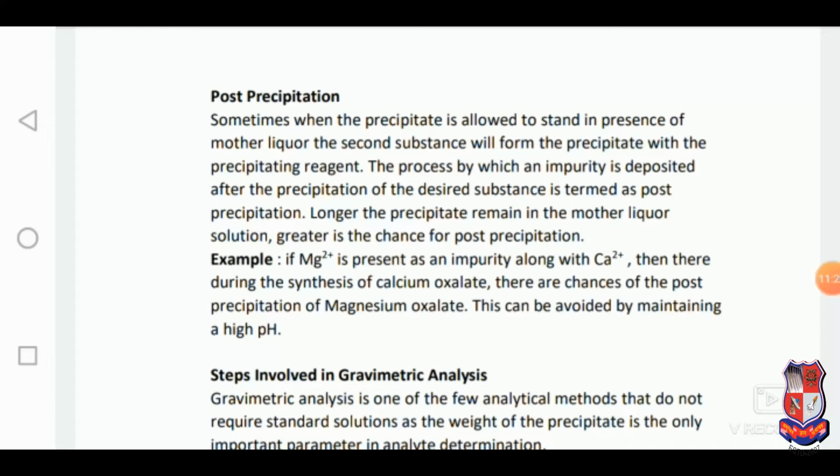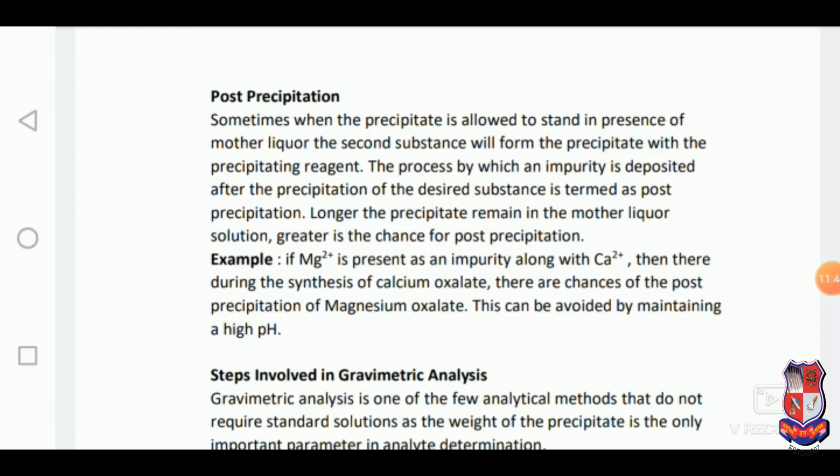Sometimes when the precipitate is allowed to stand in the presence of mother liquor, a second substance will form a precipitate with the precipitating agent. The process by which an impurity is deposited after the precipitation of the desired substance is termed post precipitation.